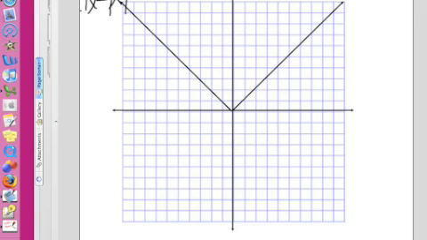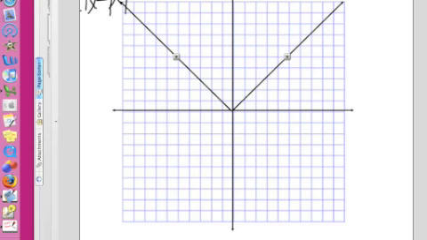Now we're going to take this and look at different types of equations and then move it around. It's still going to be a V all the time. The V might shift to the left or the right. It might shift up and down. It might get fatter or it might get skinnier, but it's always a V. And today we're going to look at how you tell what it's doing and how this thing is moving around.